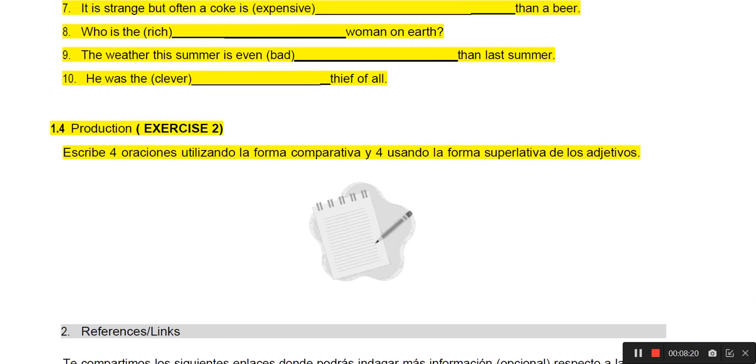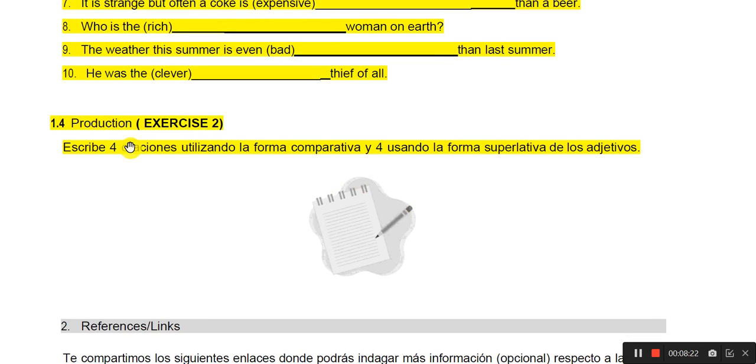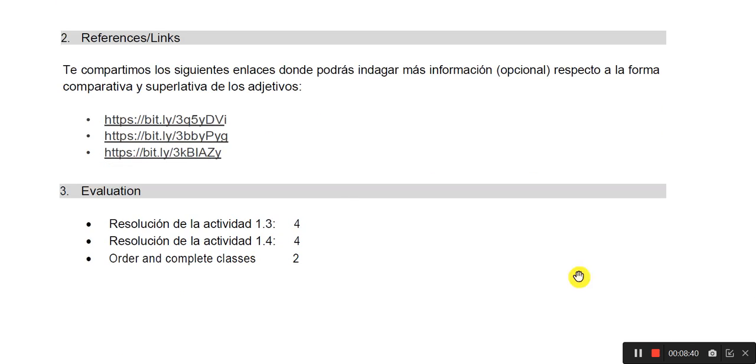And now the production. I need you to write 4 sentences using comparative form and 4 sentences using superlative form. Estas se las van a inventar ustedes and they need to be 4 comparative sentences and 4 superlative sentences. And at the end, you have some links. This is for you if you want to know more about comparative and superlative adjectives.